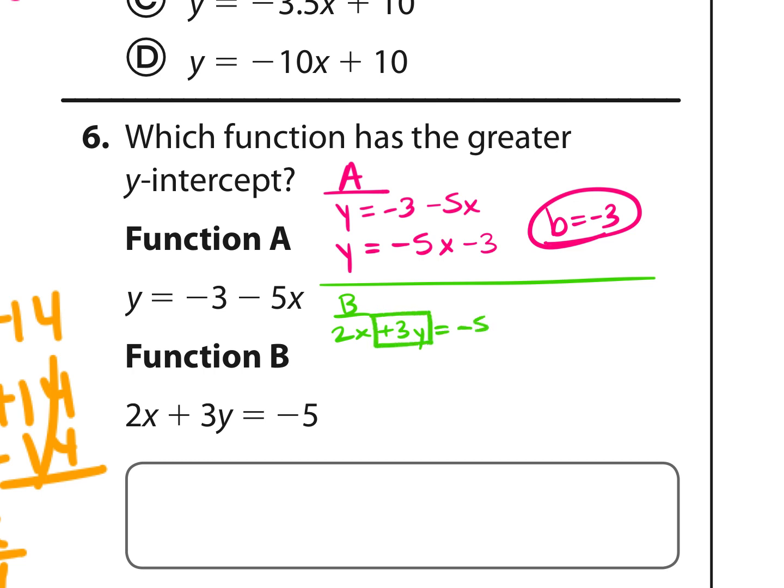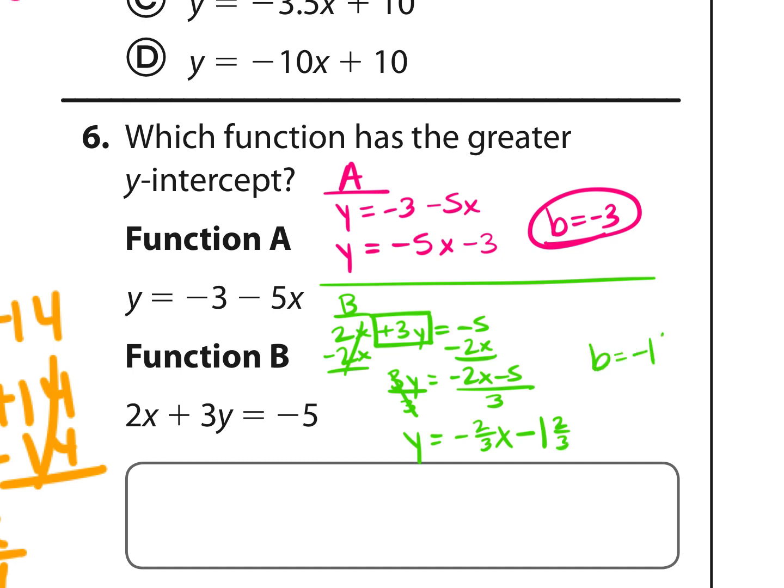Well, I want this term by itself, so I'm going to subtract 2x from both sides. And I see that 3y is equal to negative 2x minus 5. Now I'm going to divide both sides by 3 to get y by itself, and I get that y is equal to negative 2/3 x minus 5/3, which is negative 1 2/3. And so b is negative 1 2/3. So which one's a greater y-intercept? Well, they're both negative, so the one closer to 0 is the greater value, and that is function b.